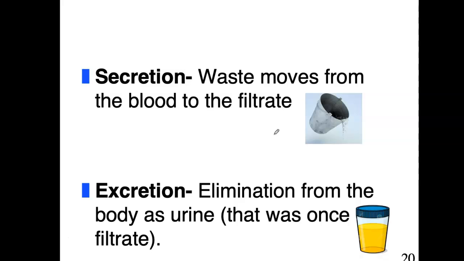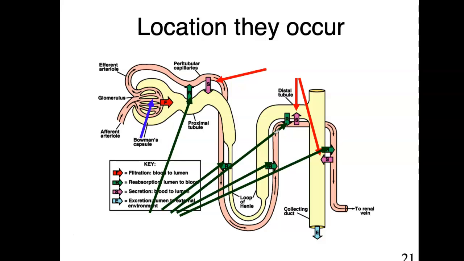And then excretion, elimination from the body as urine. It was once filtrate, now we're going to call it urine. Okay, those are the summary of those processes. What we want to look at next is, where do they occur?